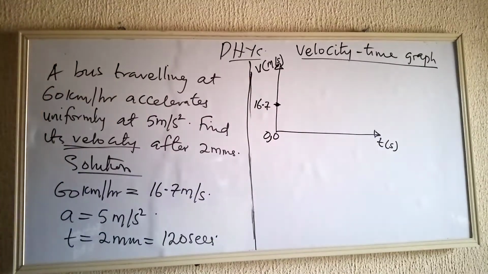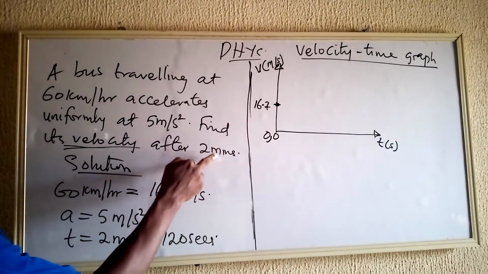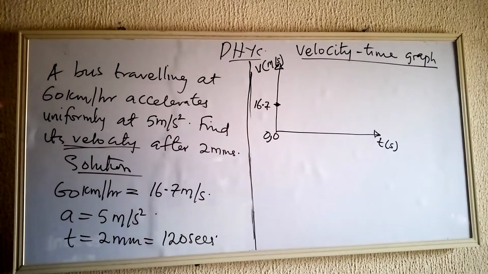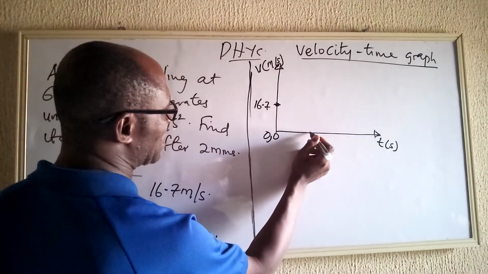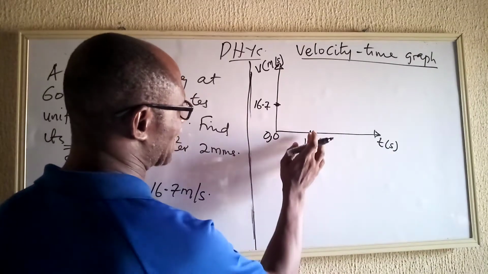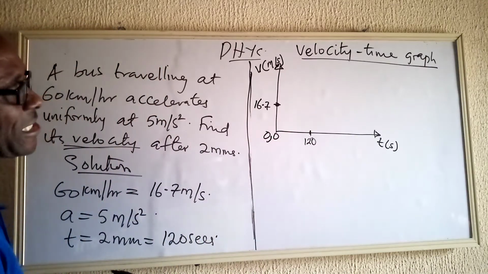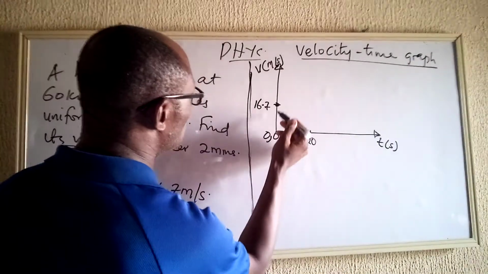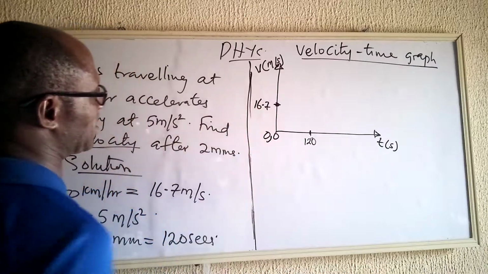Now, having started from here, what is the next thing? Within 2 minutes, which is 120 seconds. So from 0, we'll measure 120 seconds. Let's assume that 120 seconds is somewhere here. Do not forget we are sketching. So from here to here is the time spent, which is 120 seconds, while from here to here is the velocity with which it begins the journey.